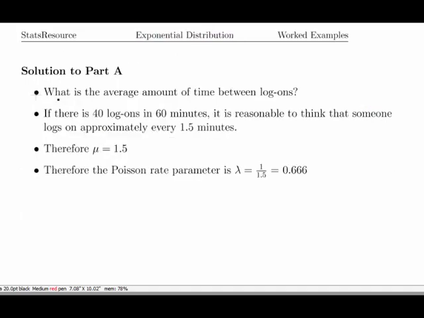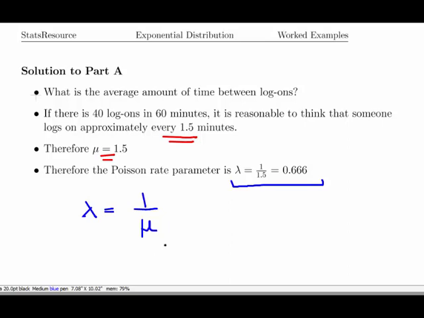So the solution to part A: what is the average amount of time between logons? If there are 40 logons in 60 minutes, it's reasonable to think that someone logs on every 1.5 minutes. And indeed, that is our exponential mean, 1.5 minutes. Now the question that extends on further from that is: what is the rate parameter? And the rate parameter is 1 over mu.